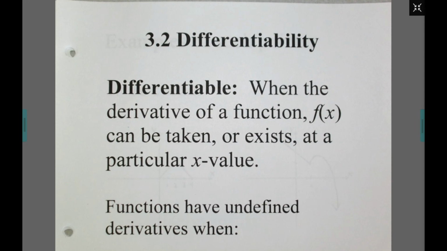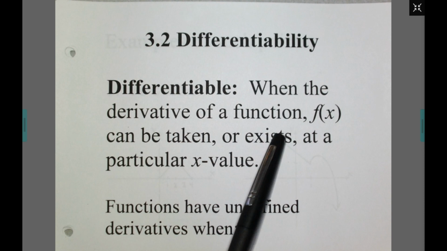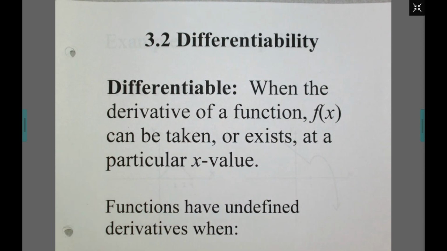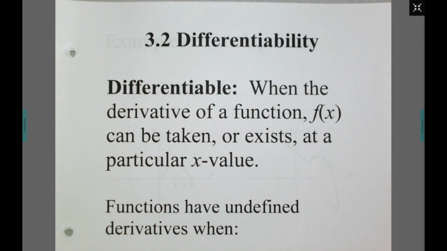Okay, in section 3.2, we talk about differentiability. So we talk about when functions are differentiable, so when can you take the derivative, and when can't you. Big definition here, differentiable. It's when the derivative of a function f of x can be taken or exists at a particular x value. So for something to be differentiable, it just means we can take the derivative.